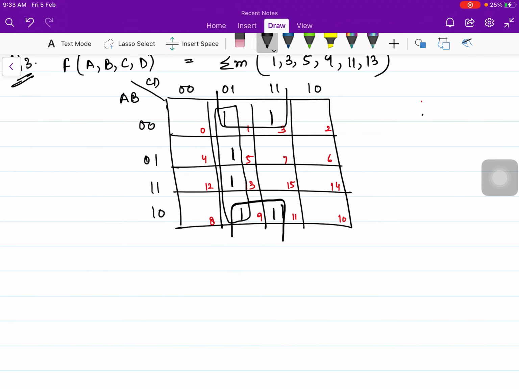So this is the answer. For the first group I am writing, and this is the second group. From the AB side nothing will come, and from the column side it is C bar D, C bar D. For the second group, from the AB side B bar is common, and here D is common, so it is B bar D. So this is the correct answer and the best solution.